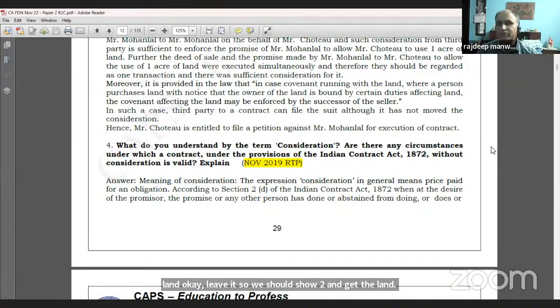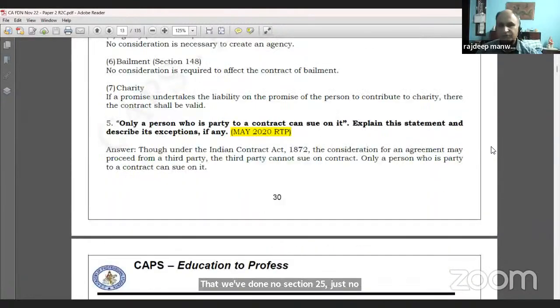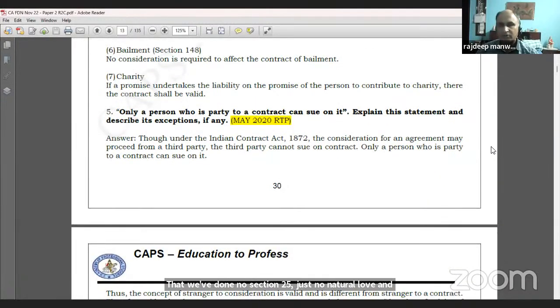What do you understand by the term consideration? Are there any circumstances under which a contract, under the provisions of Indian Contract Act 1872, without consideration is valid? Explain. That we've done, no? Section 25, just now: natural love and affection, voluntary gratuitous act. Got it? Yes, sir. Okay, next.